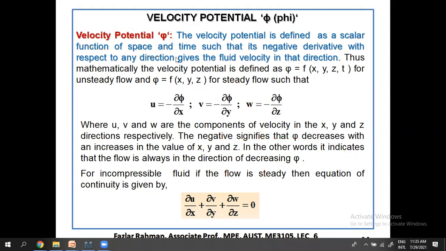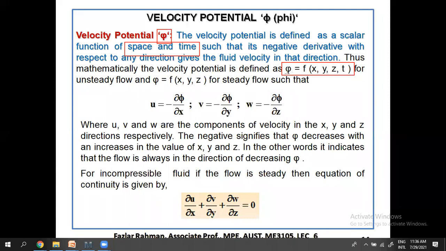Velocity potential is represented by the letter phi. It is defined as a scalar function, that means it doesn't have any vector. A scalar function of space and time. That means this phi is a function of x, y, z and also t, because it is a function of space and time, such that its negative derivative.